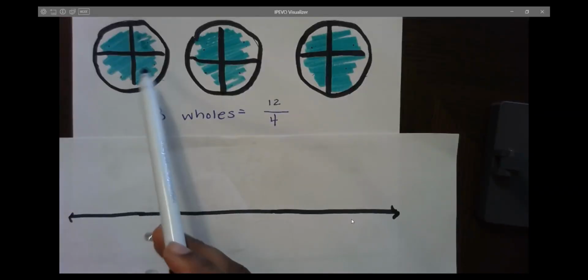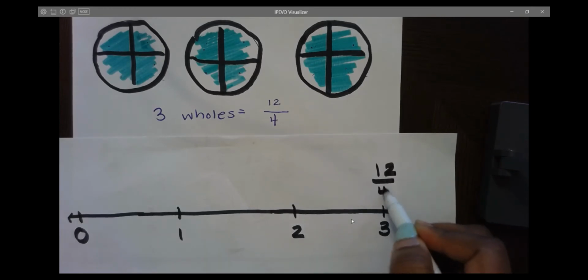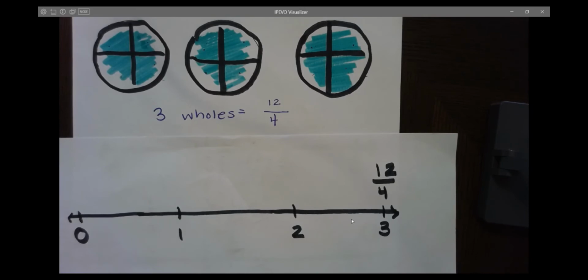Here we have our 3 wholes, 1, 2, 3, or our 3 cookies. And we know that 3 wholes is the same as 12 fourths. So what numbers do we need to put on our number line? Well, we always start with 0, and we know we need to go all the way to 3. So that means we need to put 1 and 2 on our number line as well. Now, we know that 3 wholes is the same as 12 fourths. So we can number that on our number line.